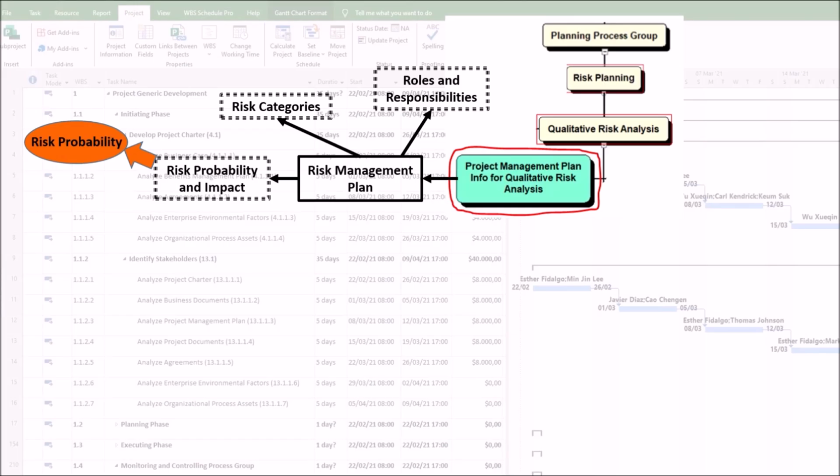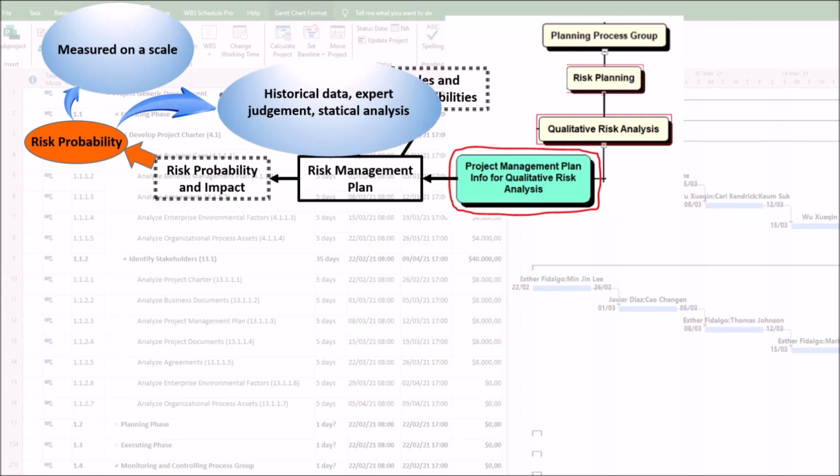The main characteristics of risk probability are: first, measured on a scale, usually using a 1 to 5 scale or a low, medium, high scale. Second, the basis is determined through historical data, expert judgment, or statistical analysis. Third, limited in time, as it is defined within a specific period, such as probability in the next 6 months.